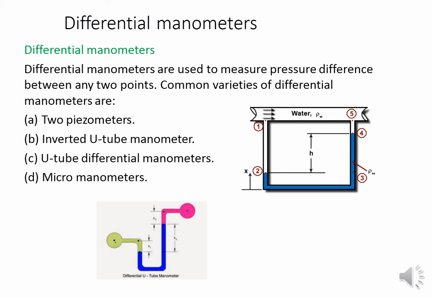So differential manometers are the other type of manometers. Differential manometers are used to measure the pressure difference between 2 points. So whatever we have measured using U-tube manometer, it is at a single point. Now if I want to calculate the difference between 2 points, then you should use the differential manometers. Common varieties of differential manometers are: 2 piezometers you can use, inverted U-tube manometer you can use, U-tube differential manometers you can use, and micromanometers you can use.